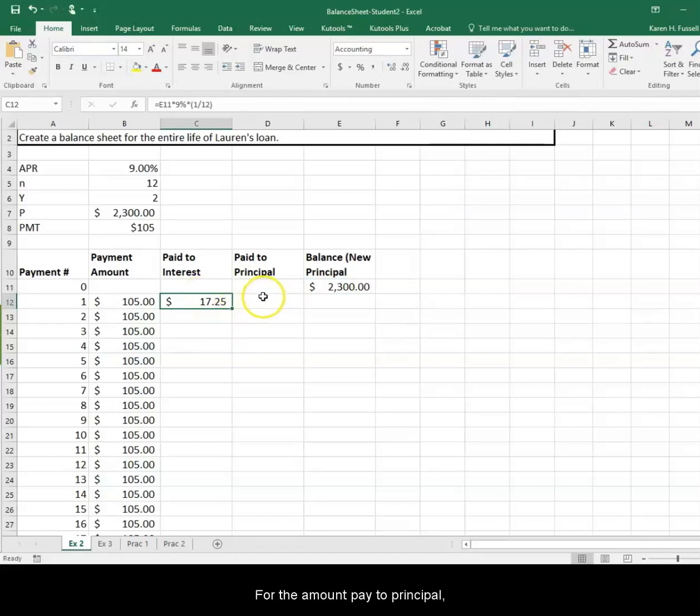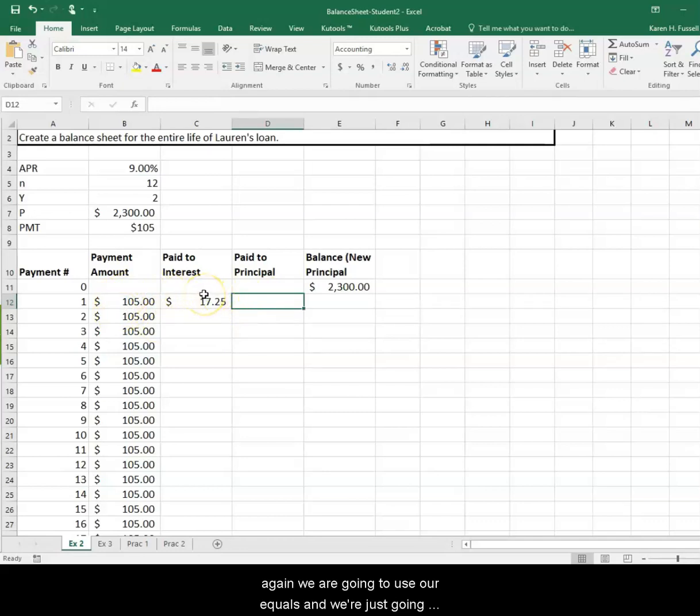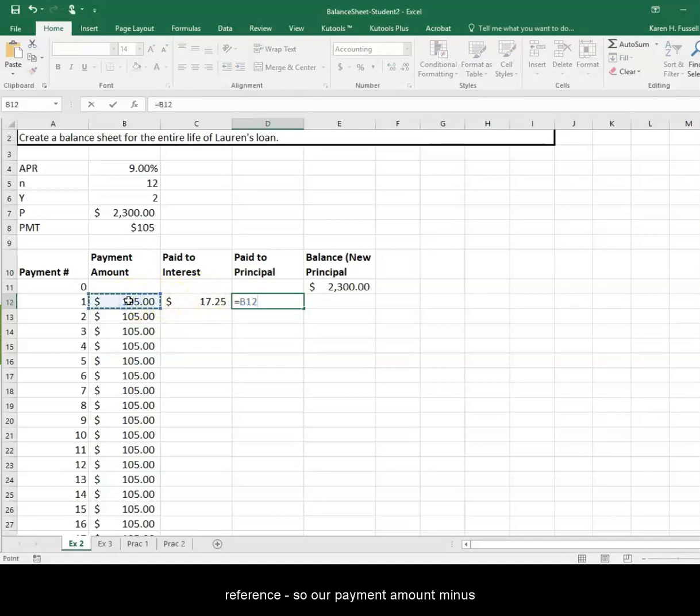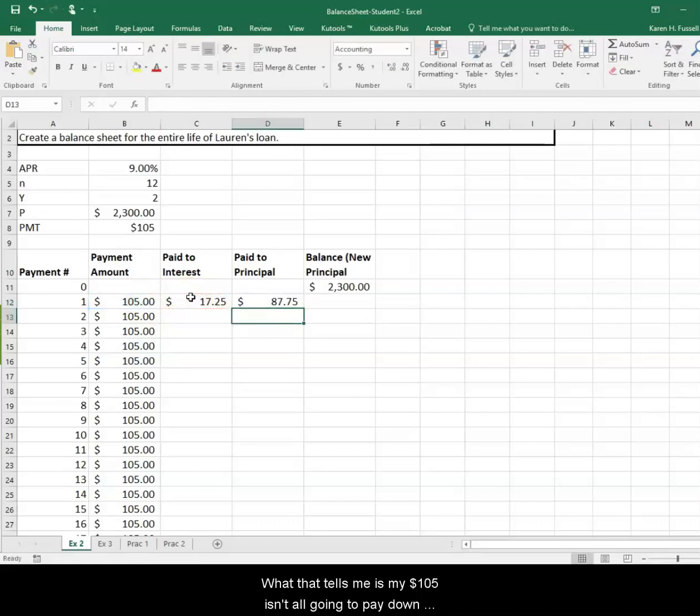Okay. Then the amount paid to principal, well, we're going to need to take our payment amount and subtract that interest amount. So again, we're going to do our equals, and we're just going to select those cells because we want it to be a cell reference. So our payment amount minus our interest, and hit enter. Okay. So what that tells me is my $105 isn't all going to pay down how much I owe. Only, in this case, $87.75 is going to pay that down.